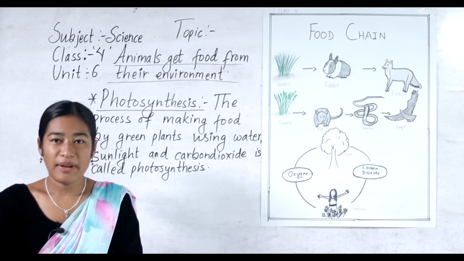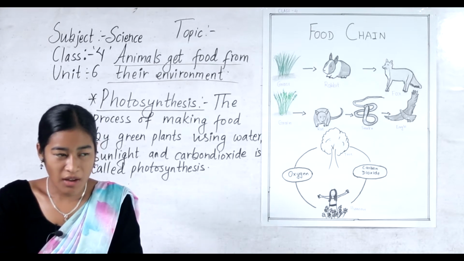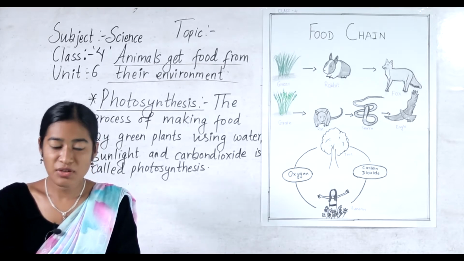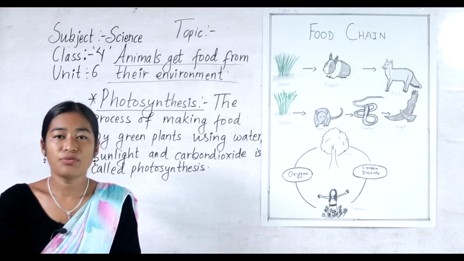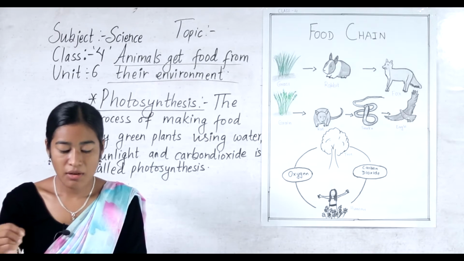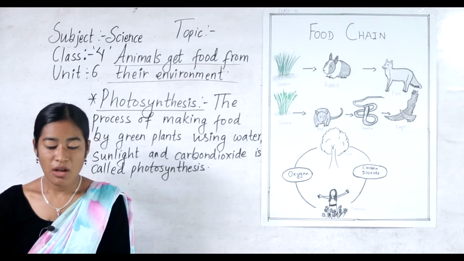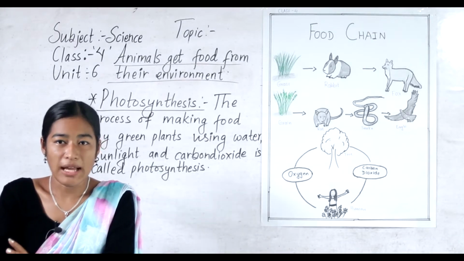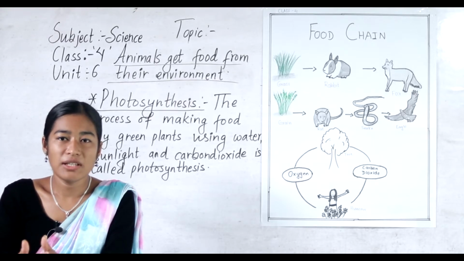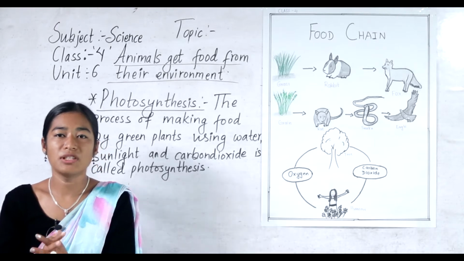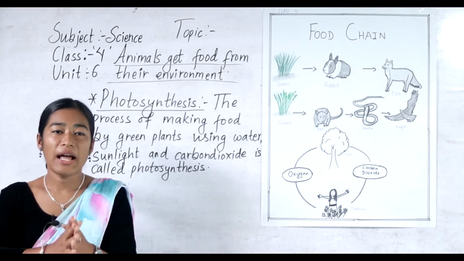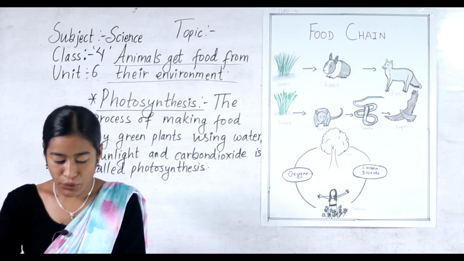All of you look at page number 72. All living things need food to survive, and animals get food from plants and other animals. So animals get food from plants, and some animals depend on other animals for their food, as well as some animals depend on both plants and animals for their food.